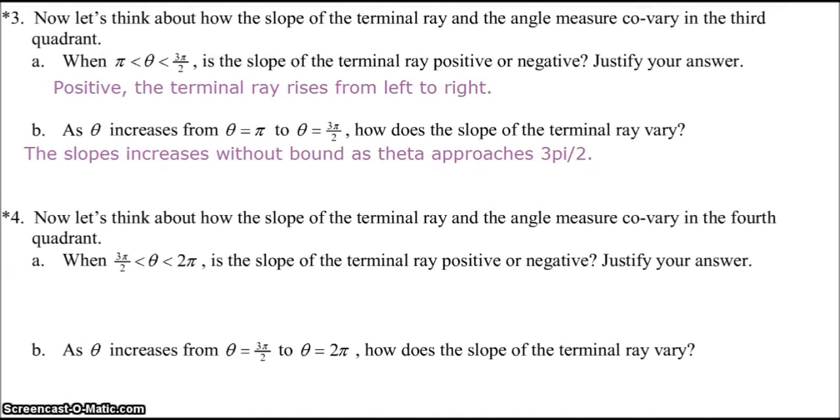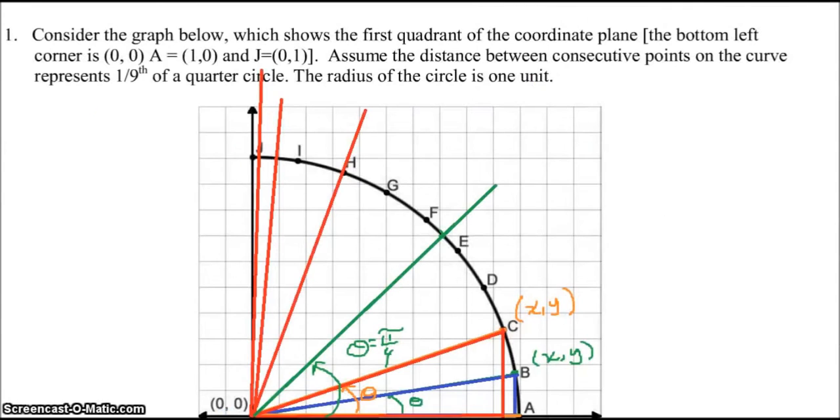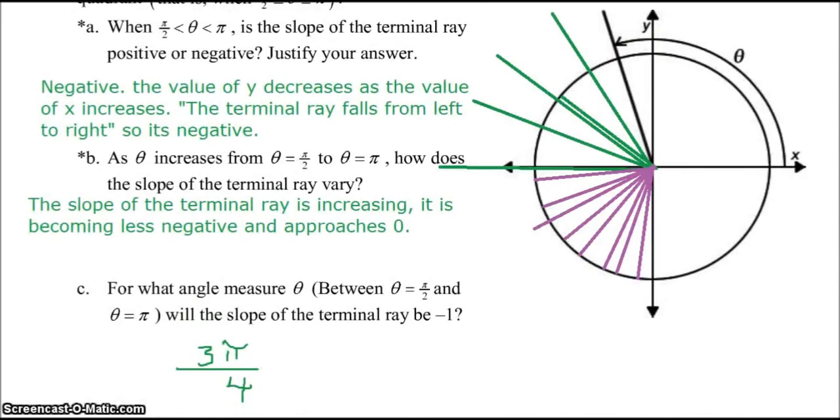Now let's think about how the slope of the terminal ray and the angle measure covary in the fourth quadrant. When theta is between 3 pi over 2 and 2 pi, is the slope of the terminal ray positive or negative? Justify your answer. So, in this fourth quadrant, you can take a look at the lines where the terminal rays are decreasing to the right as x increases, so these all have negative slopes.